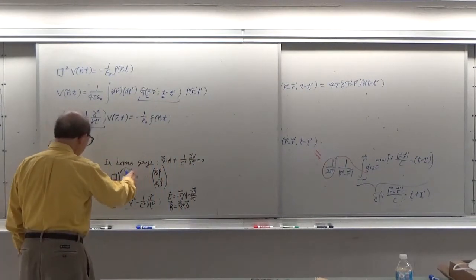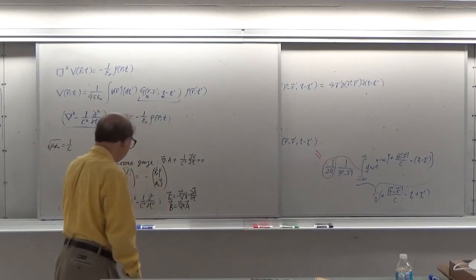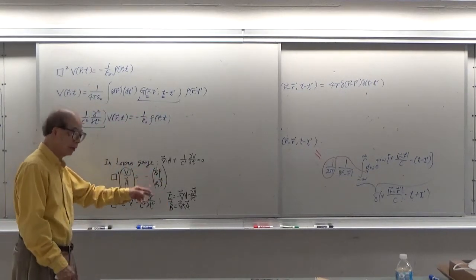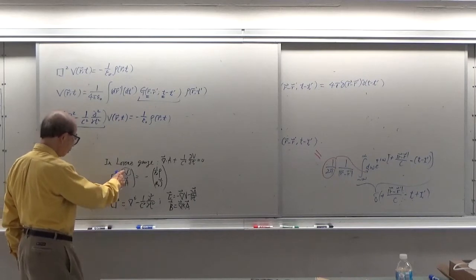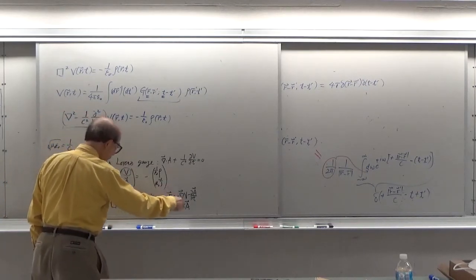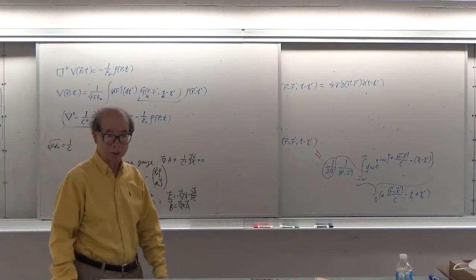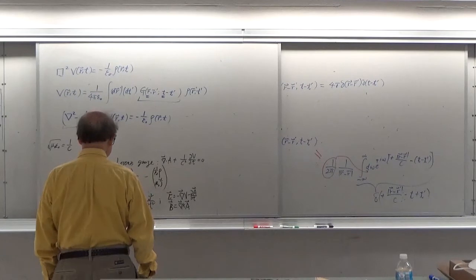In the Lorentz gauge, the potentials V and A satisfy similar looking equations. So it suffices to just consider one of them. Let's say we consider V. And in terms of V and A, of course, we'll be able to calculate the corresponding electric field E and magnetic field B.